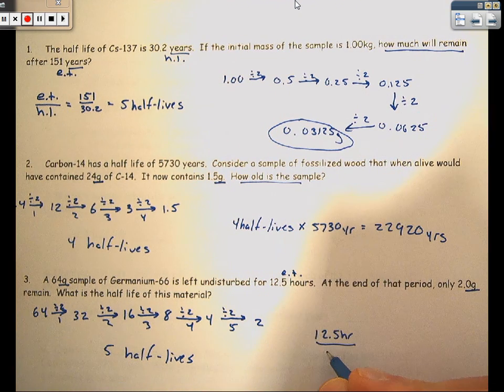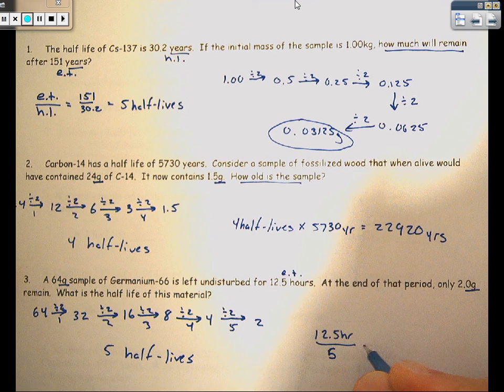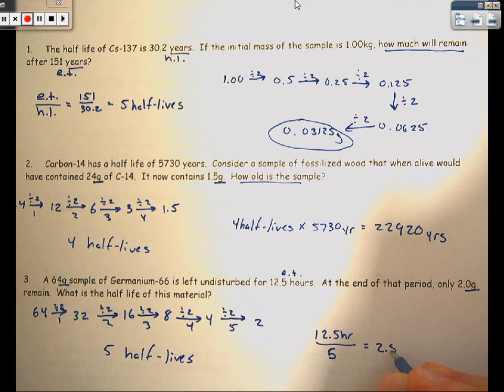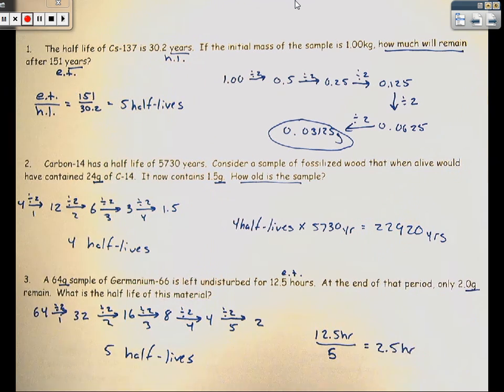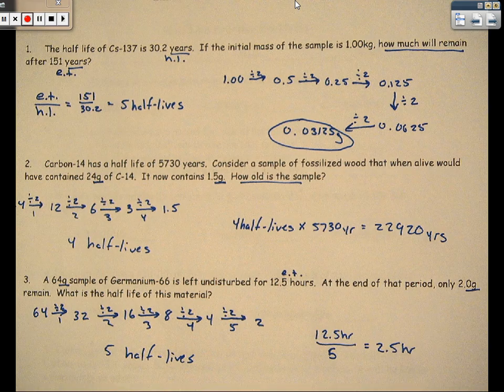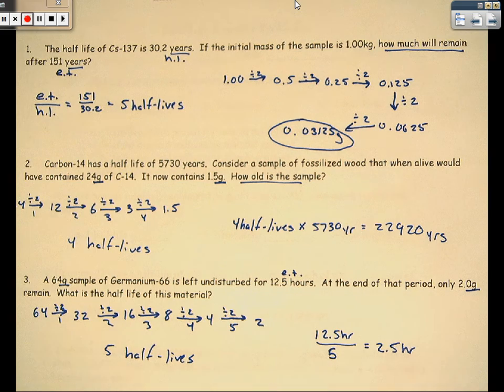Now, we know the elapsed time was 12.5 hours, that's the total time that's gone by. If we divide it by the number of half-lives, that should tell us how long each half-life was. Each half-life is 2.5 hours. So again, at the end, we deal with it a little differently. We have to use a little reasoning, a little bit of problem-solving skill to figure out what to do. But again, in the end, it's all about figuring out how many half-lives you started with in order to answer your question.